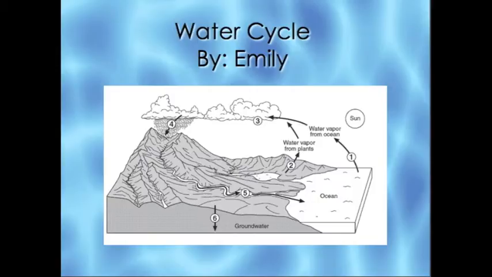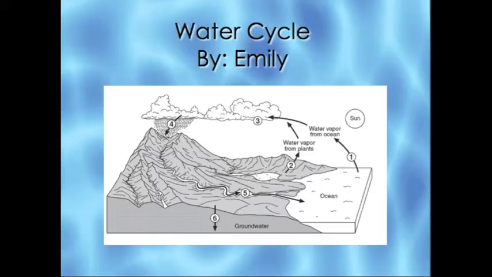Number 2 is transpiration, which is the process of plants releasing water vapor. Number 3 is the process of condensation, and this is when the water vapor condenses to form clouds. Number 4 represents precipitation. This is when the clouds let out water that can no longer be held in them.